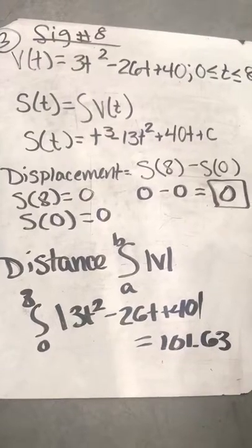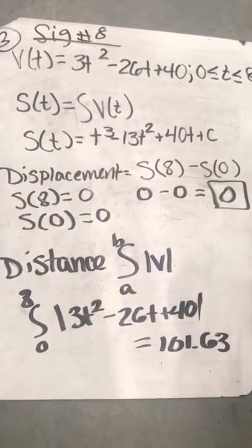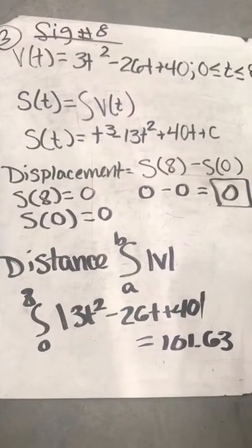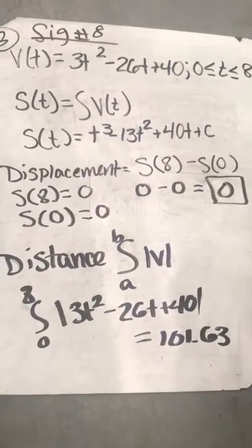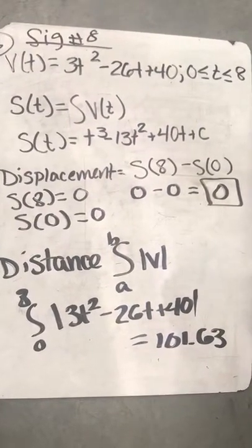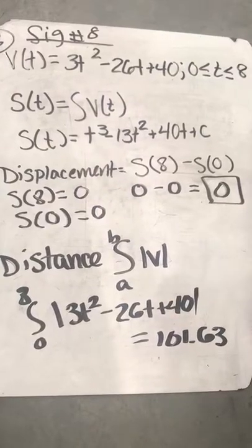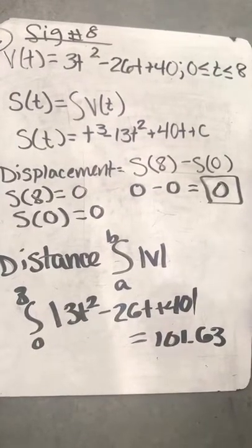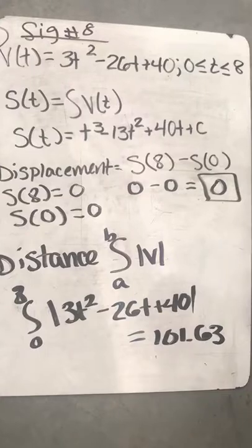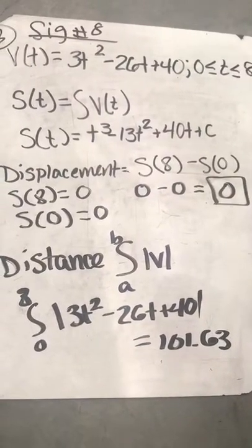And so to find the displacement, you have to get s of b minus s of a, and in this case our b is 8 and our a is 0. So you have to do s of 8, which is 0 when you plug it into your calculator, and s of 0, which is also 0. So when you subtract that, it's just going to end up being 0, so your displacement is 0.